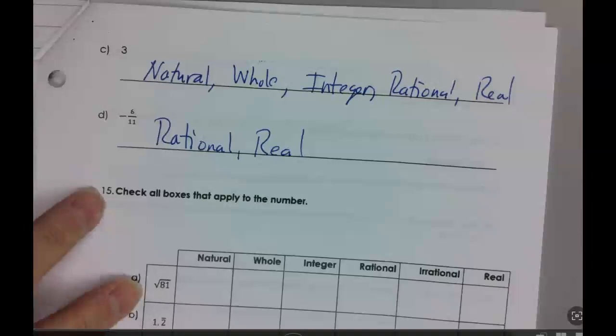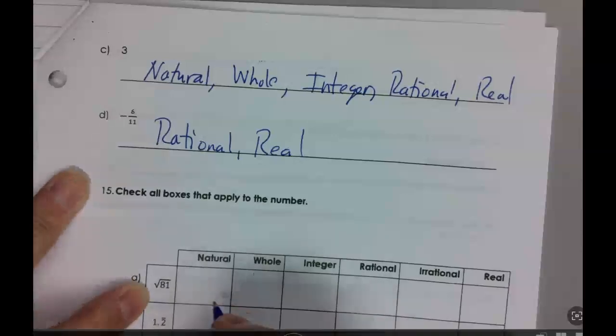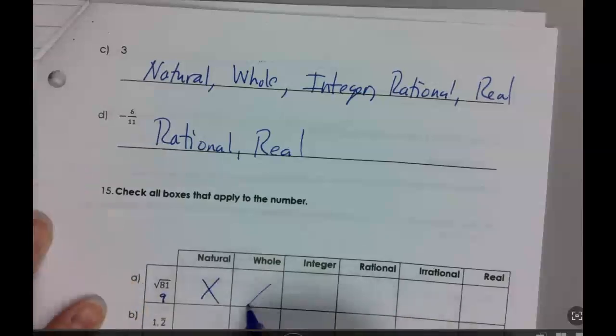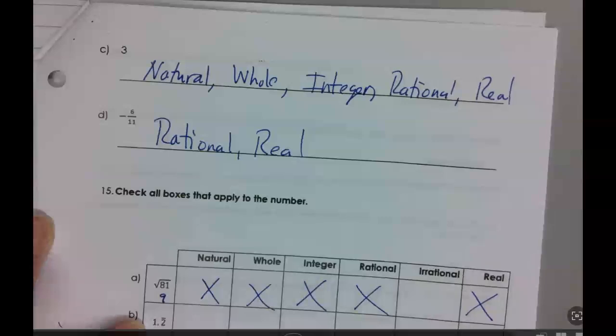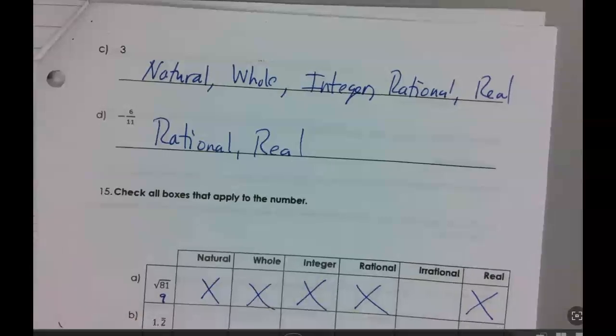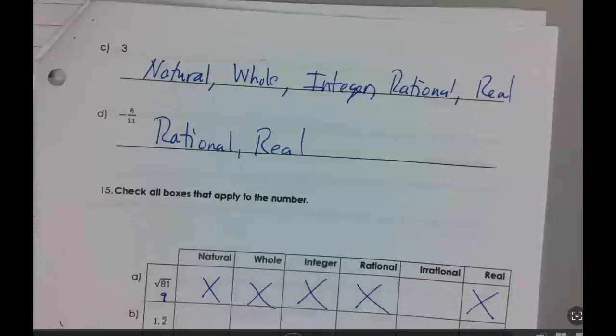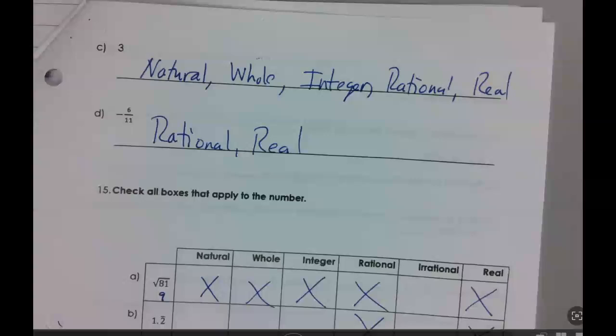Okay, so square root of 81, is it natural? What's square root of 81 equal to? 9. So it's natural. Is it whole? Yep. Is it an integer? Is it rational? And it's also real. 1.2 repeating. Is it natural? Nope. Is it whole? Is it an integer? Is it rational? Yes, because rational numbers are repeating decimals. It's also real. Okay?